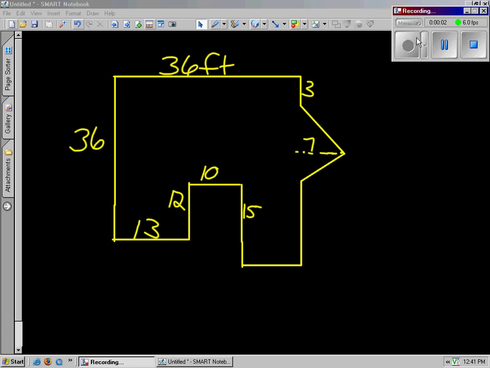Here's your practice problem. Here's the thing with this. This is probably one of the more complex ones I will ever give you. So if you can handle this one, you can handle basically any area problem I give you. Now, I want you to pause the tape. Pause it.